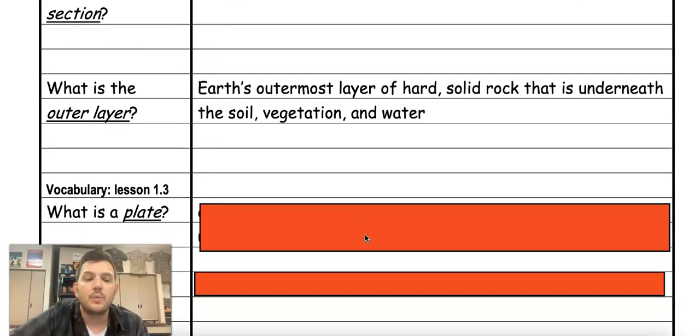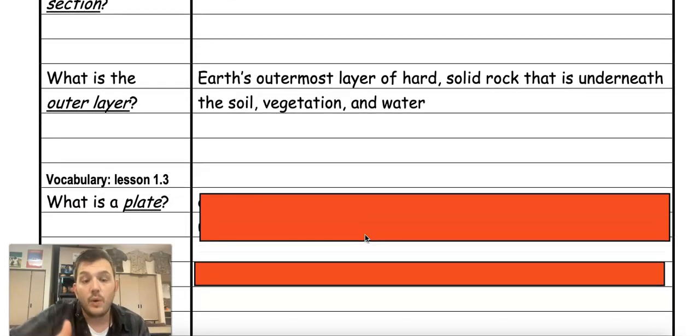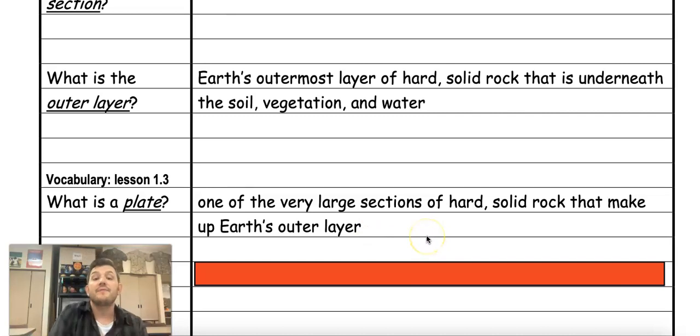As we get to lesson 1.3, we're going to ask, what is a plate? Okay, and I'm not talking about your Thanksgiving plates or your dinner plates. A plate is one of the very large sections of hard solid rock that make up Earth's outer layer. I know a lot of people have probably heard of Pangea, and they're like, oh, that's where all the continents were together. But how were they together and how did they spread apart? Well, we have all of these different plates that move around one another.